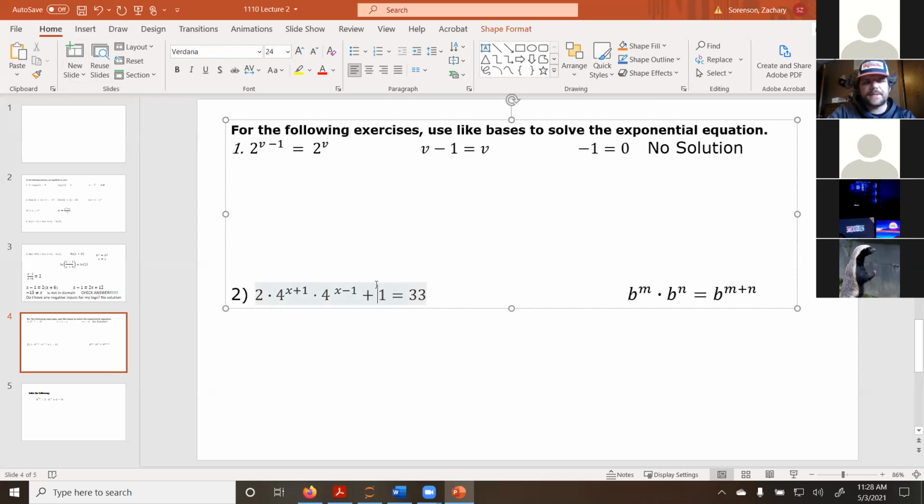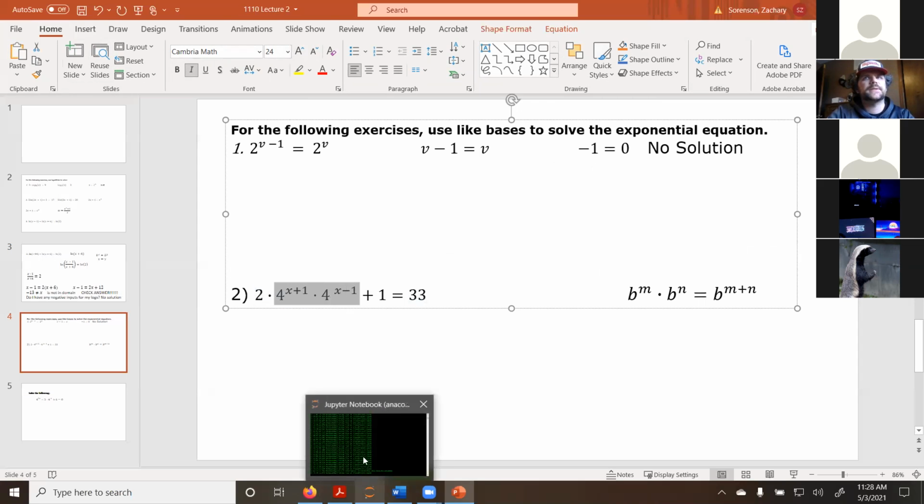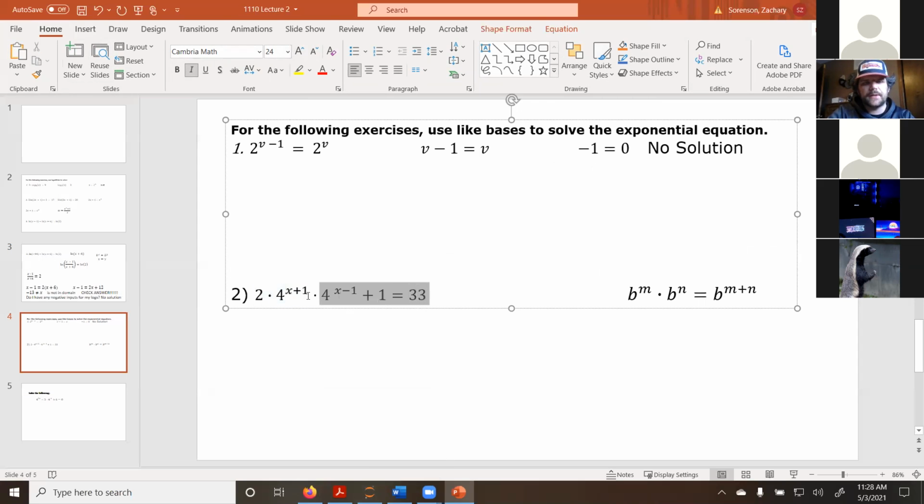So all of that's to say, since I have 2 separate exponentials here, let's make it a single exponential. And since they have the same base, I'm allowed to do so. So I will get x plus 1 plus x minus 1, which just gets me 2x.